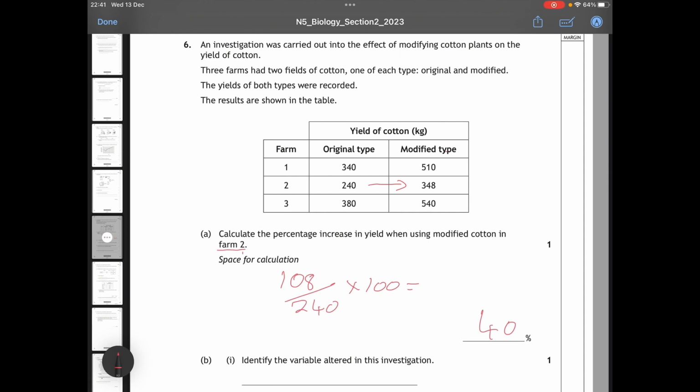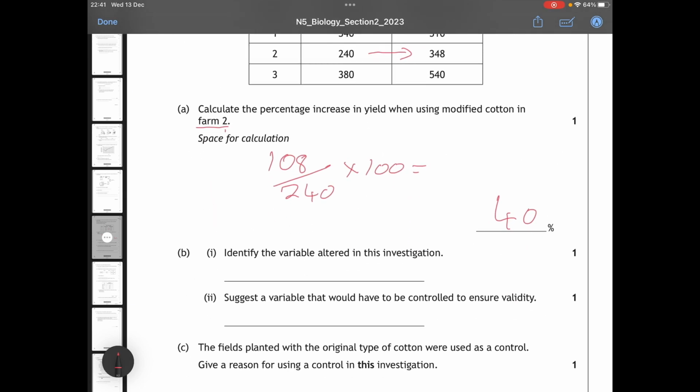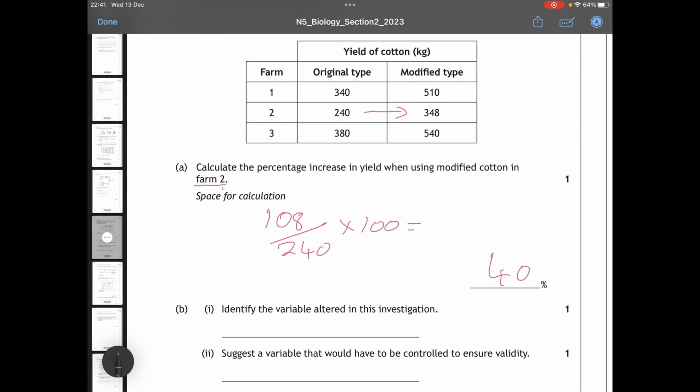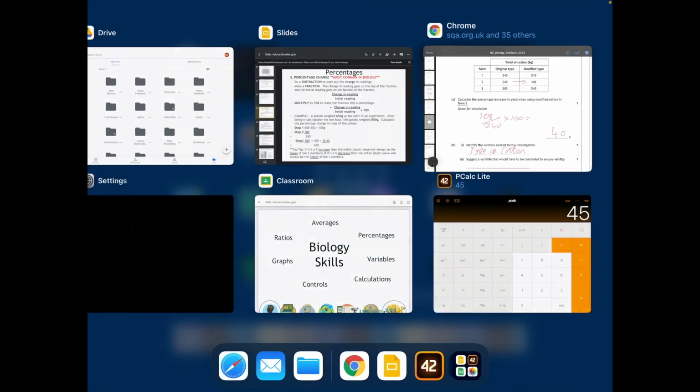So we would say for that then our altered variable, in science we often call this the independent variable, but it doesn't mention that in this particular question. So the variable altered, the one that they've deliberately changed in other words, is type of cotton, and you must write that full. Please excuse my writing. Okay.